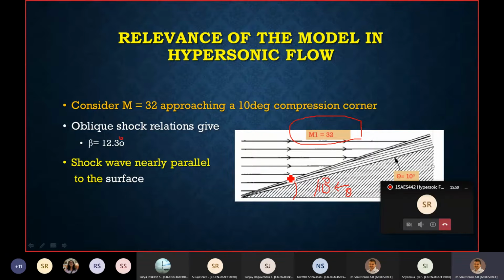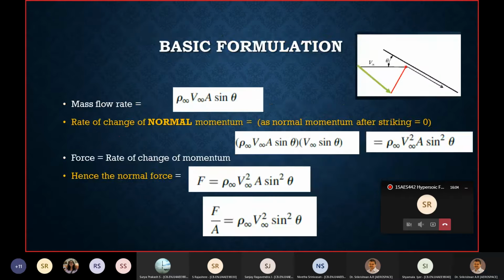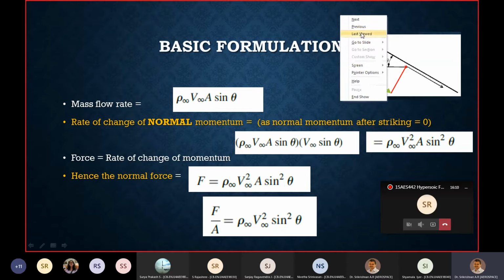Okay, so please keep this in mind: a flow hitting an inclined surface. Now let's get back to the derivation. This is going to be one of the applications, so I just want you to keep this in mind when we discuss the derivation of the Newtonian theory. The derivation is just a couple of steps actually, so it's not complex. Again, you have the incoming flow.